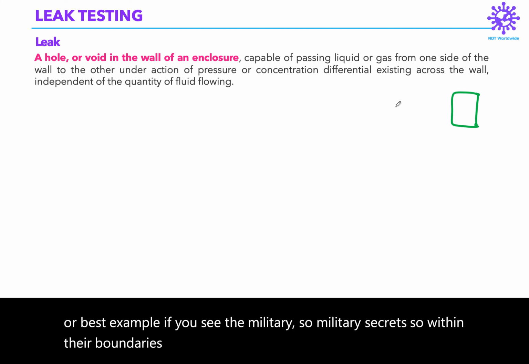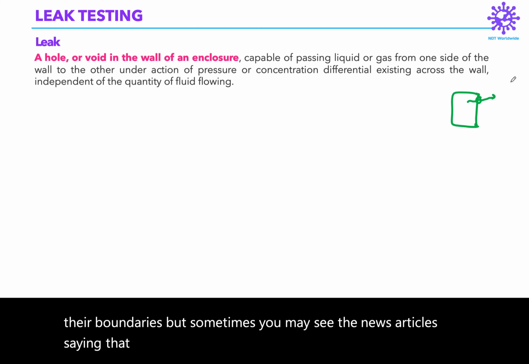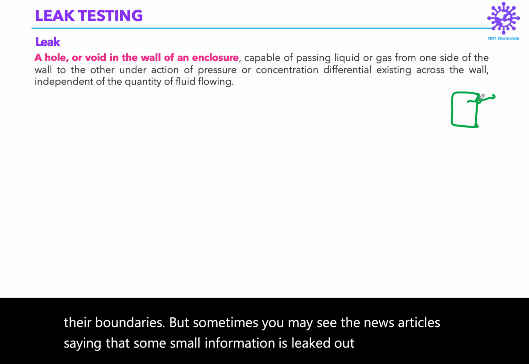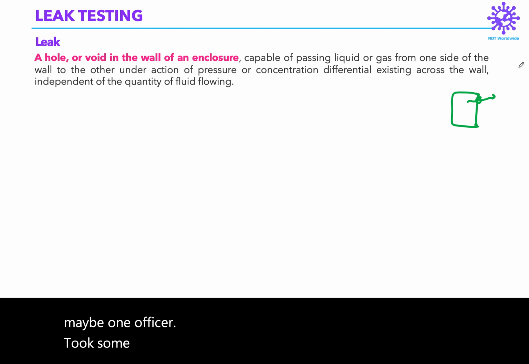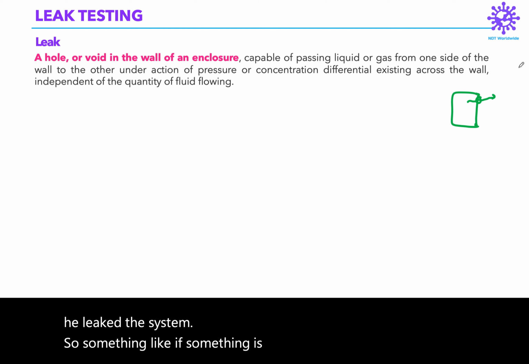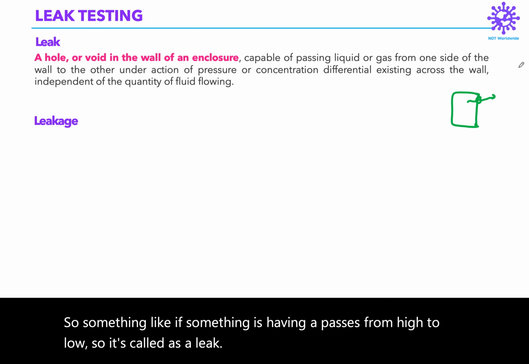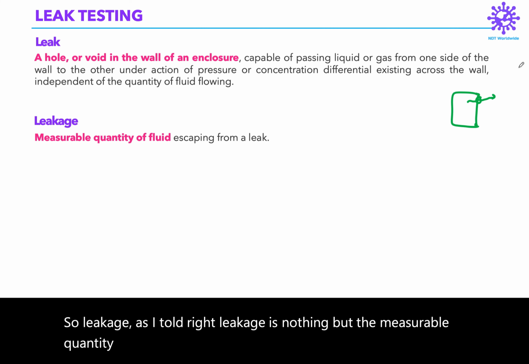Or the best example, if you see the military, the military secrets are within their boundaries. But sometimes you may see news articles saying that some small information has leaked out. That means there is a small hole or some loophole. Maybe one officer took some amount of money from the enemies, so he leaked the system. So if something has a passage from high to low, it is called a leak. So leakage, as I told you, is nothing but a measurable quantity of fluid, whether 100 ml or 10 ml, 1 drop, 10 drops.